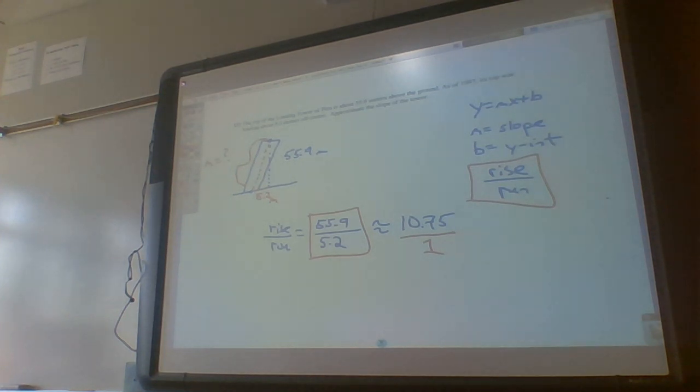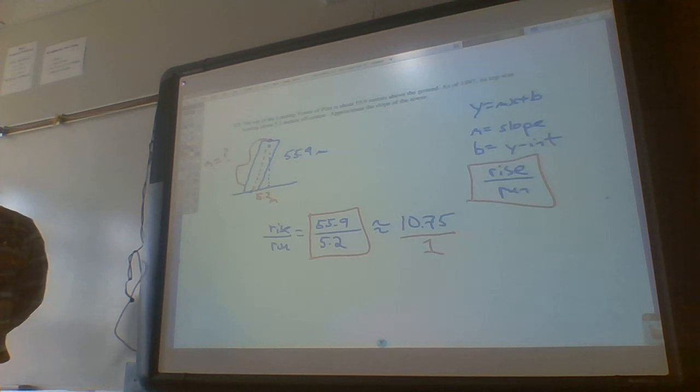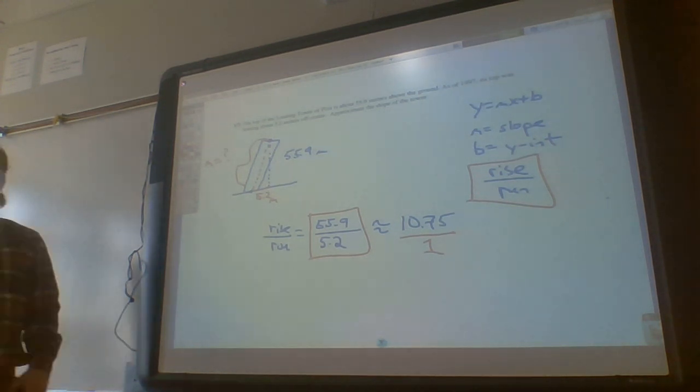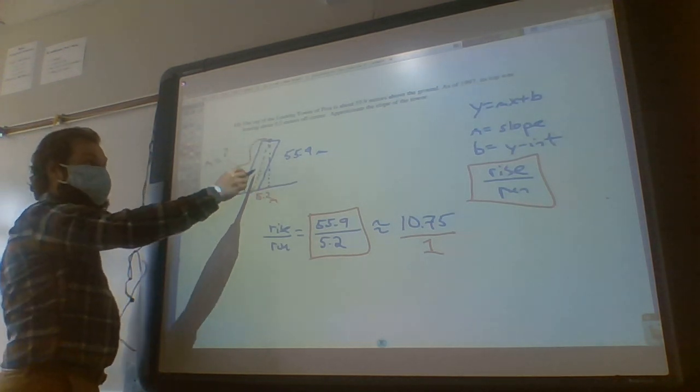Question? You could also use a squared plus b squared equals c squared. That wouldn't tell us the slope. That would tell you the distance. That would tell you this length here.